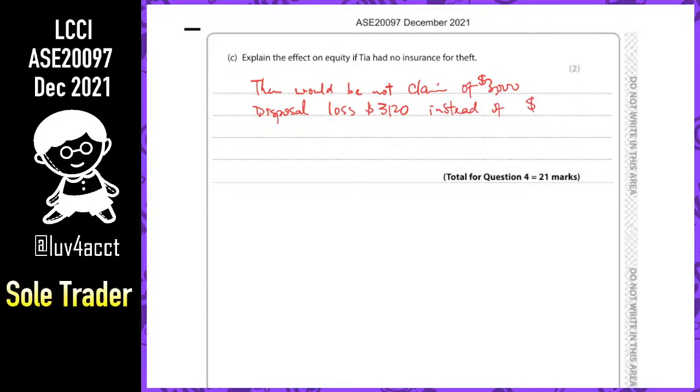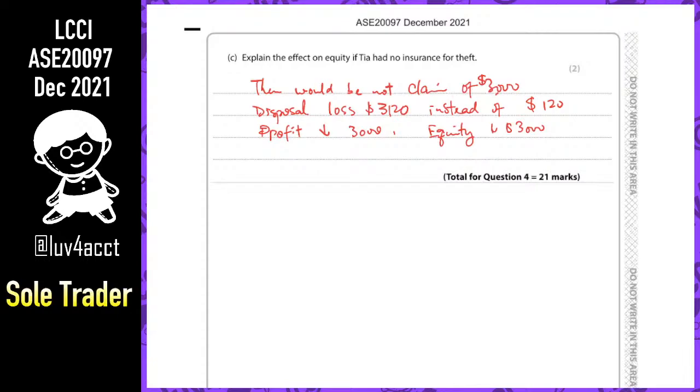That means your equity, your profit first. Profit will go down by 3,000. That means equity, final equity will also go down by 3,000. That is the immediate effect on it.